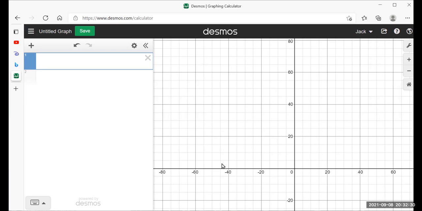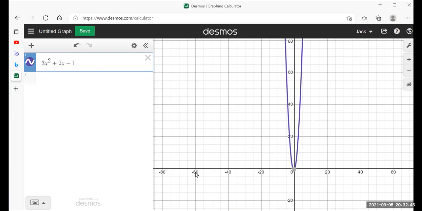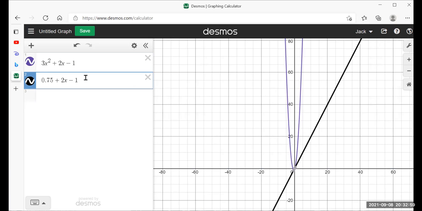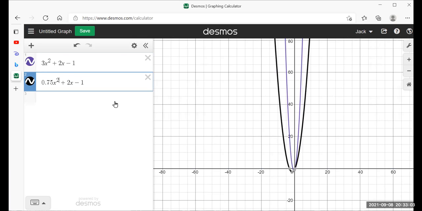So which one is bigger? 3x squared plus 2x minus 1, x squared plus 2x minus 1, or 0.75 plus 2x minus 1? That would be the smart one, because if it's the smaller one, 0.75 would be incorrect. As you can see, in the purple it's the smaller, and in the black it's the bigger one.